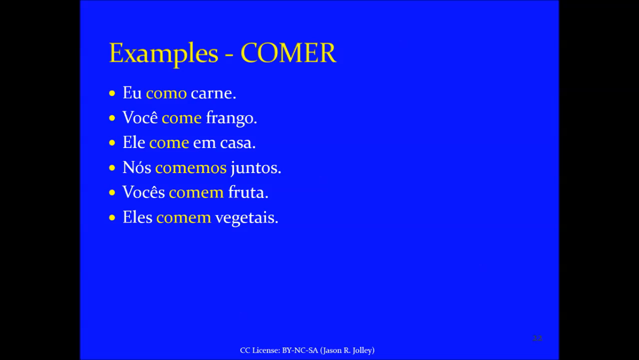Alright then, let's take a look at those 4 forms of the regular ER verb comer in some simple declarative sentences. Again, remember the order is subject, verb, and then some kind of a complement or object. Eu como carne, você come frango, ele come em casa, nós comemos juntos, together, vocês comem fruta, eles comem vegetais.